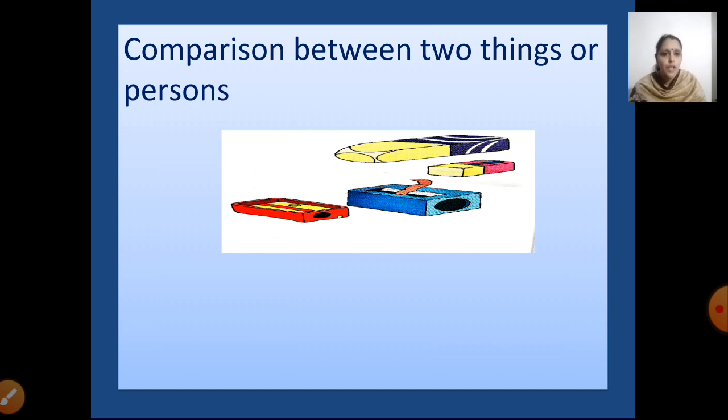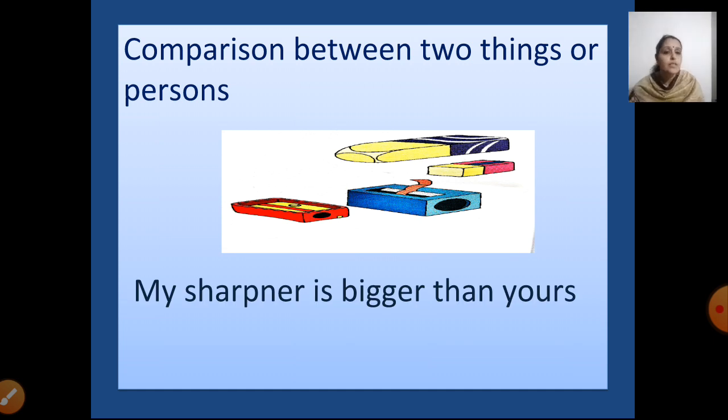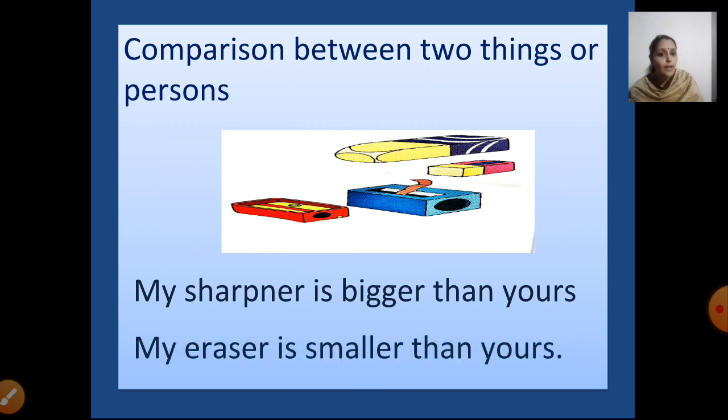Okay, we have some sharpeners here and erasers also. Now let us assume the blue sharpener is mine and the red one is yours. Okay, and the same way the pink eraser is mine and the violet one is yours. Okay, now when I have to compare them, I'll say my sharpener is bigger than yours. The next one, my eraser is smaller than yours.